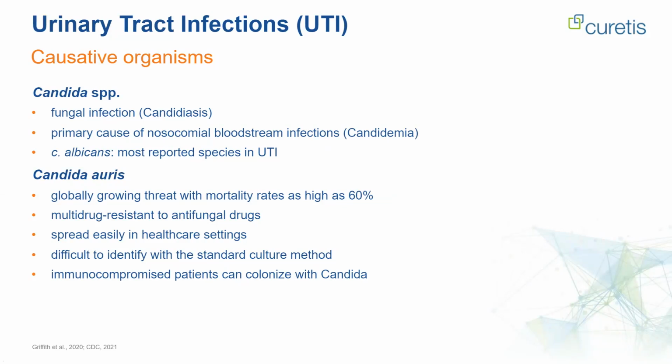Between 30 to 60% of the people who get infected with Candida auris end up dying, because Candida auris is resistant to many antifungal drugs, including fluconazole. It is difficult to identify with standard culture methods, and it can be misidentified as a number of different organisms. And the misidentification then leads to inappropriate treatment.